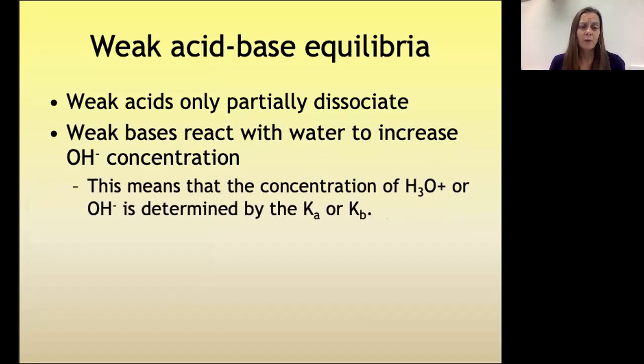We also know that weak bases react with water to increase hydroxide ion concentration. So this means that in a weak acid equilibrium or a weak base equilibrium, the concentration of the hydronium ion or the concentration of the hydroxide ion is determined by concentrations and the equilibrium constant, the Ka, if we're talking about an acid equilibrium, or the Kb if we're talking about the base equilibrium.